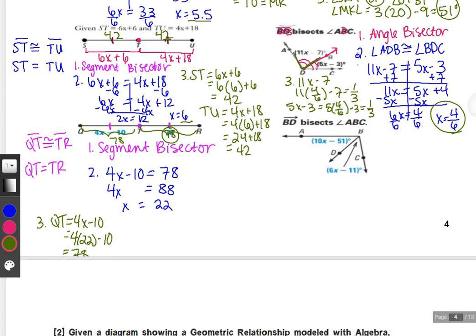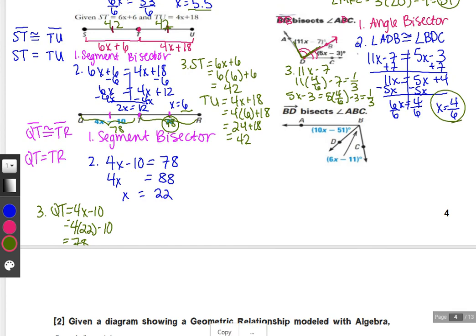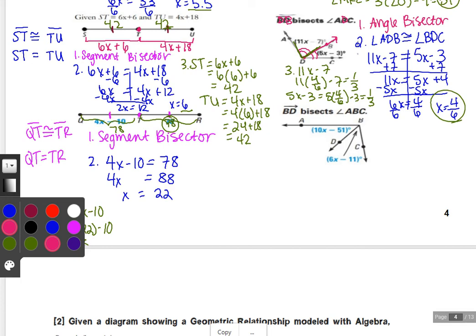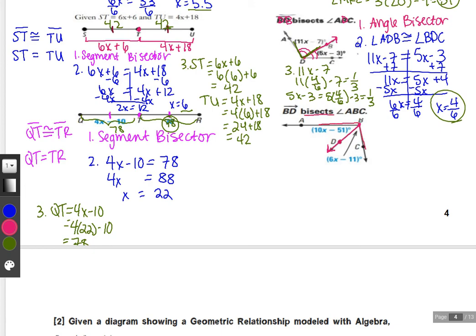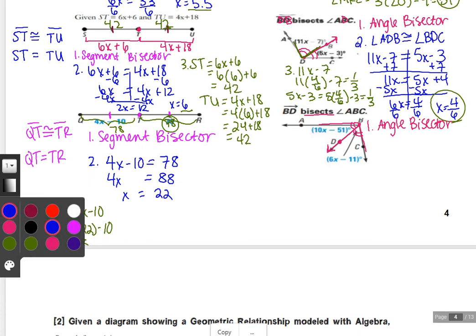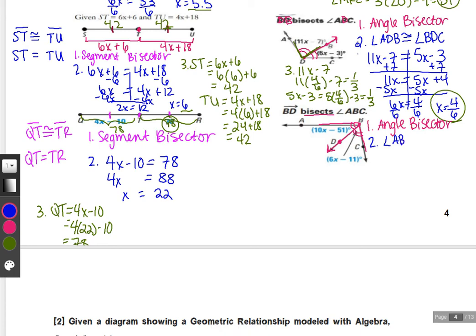It says ray BD, which would be this piece here, bisects angle ABC, which is this entire angle. So the word bisects means that we're splitting it into 2 equal angles. So we can put some congruency marks here. So I know we have an angle bisector, which means that for our equation, we should know that angle ABD is congruent to angle DBC, which means that when we're setting up our equation, they should be equal. So I have 10x minus 51 equal to 6x minus 11. So that should be your equation for this one.